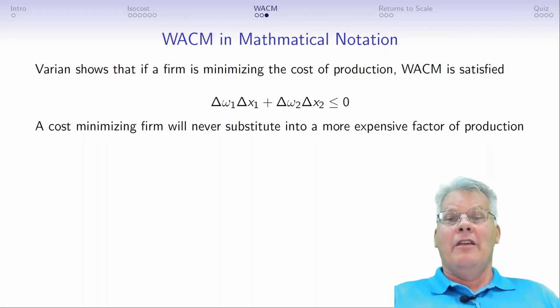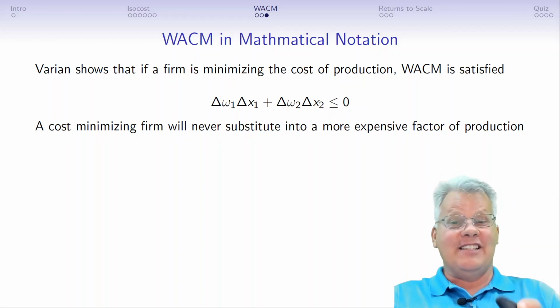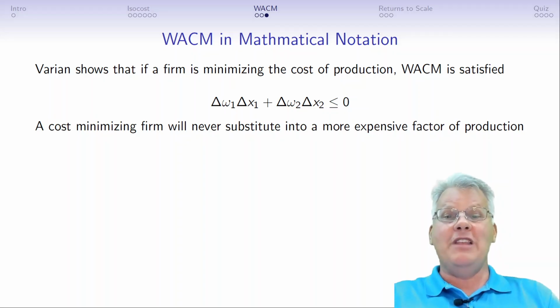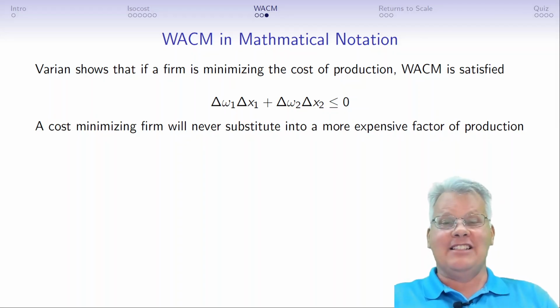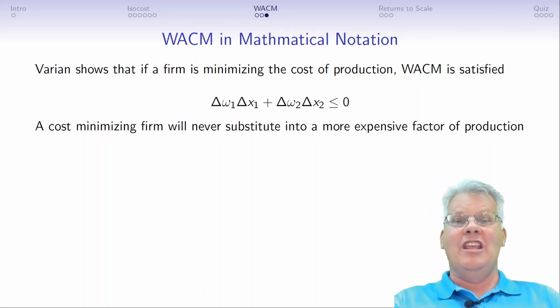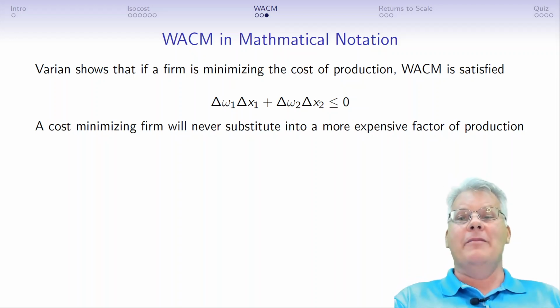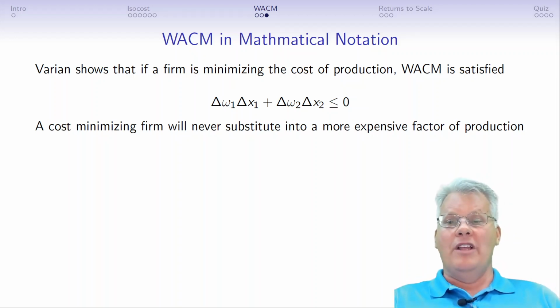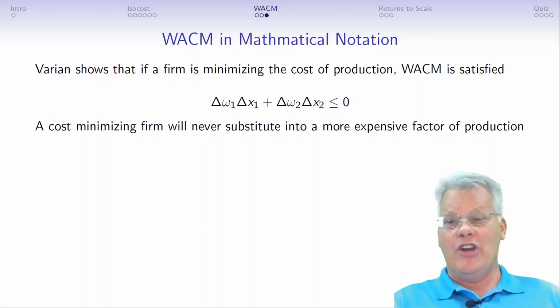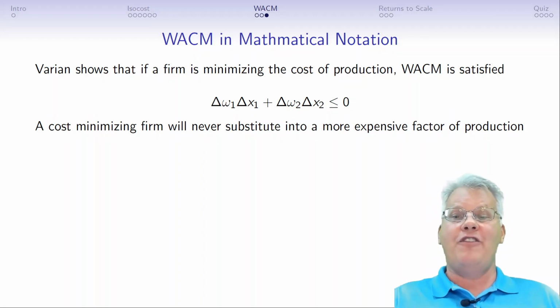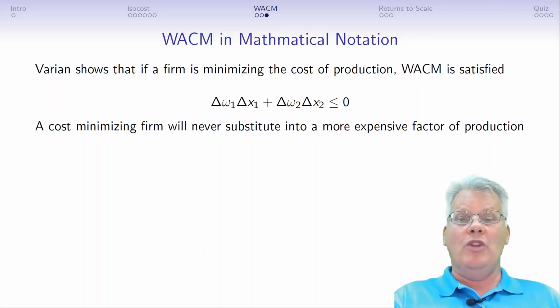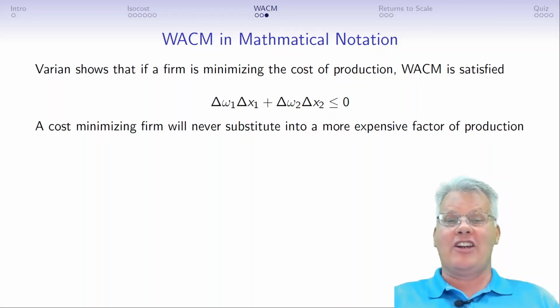Now, to revisit WACM and state very carefully what it tells us and what it does not, Varian started with the assumption that the firm was minimizing costs. And from that assumption of cost minimization, he derived WACM: delta omega 1 delta x1 plus delta omega 2 delta x2 is less than or equal to 0. Or in words, a cost minimizing firm will never substitute into a more expensive factor of production.